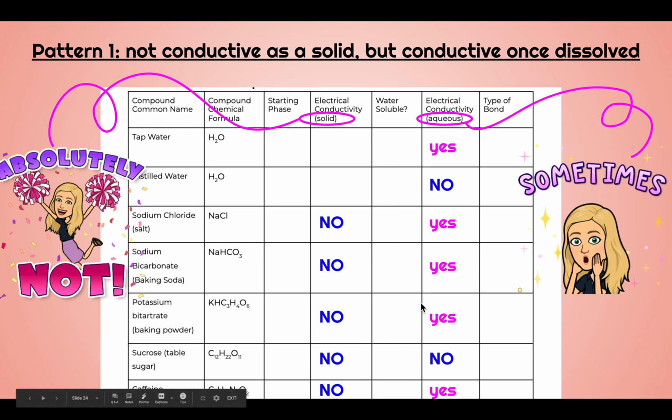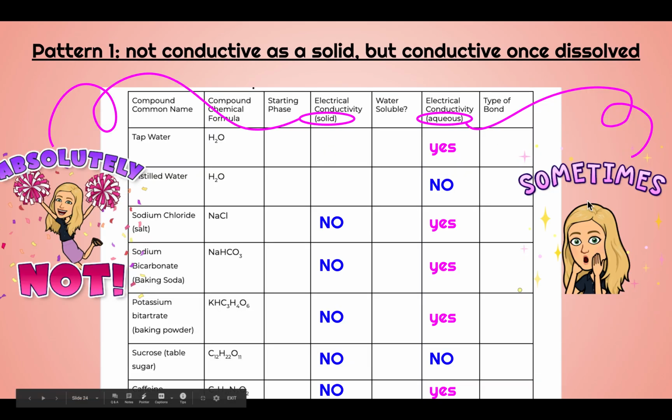There wasn't anything that didn't dissolve in water. And then did it conduct electricity once it was dissolved in water? Your no's should be distilled water and sucrose, table sugar. Okay, so essentially the pattern we're seeing here is that solids don't conduct electricity, and in liquids they sometimes do.